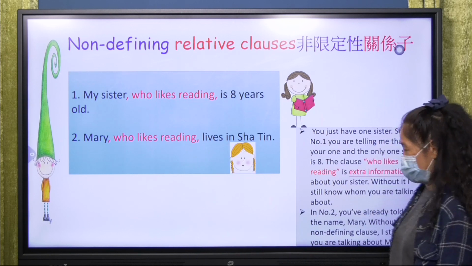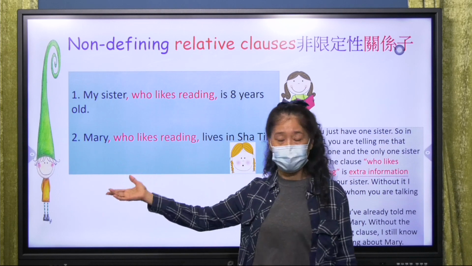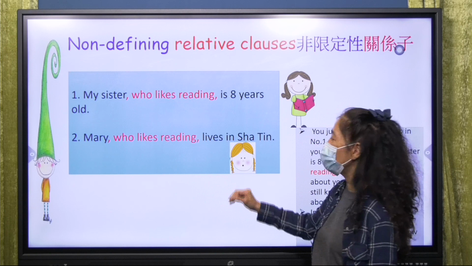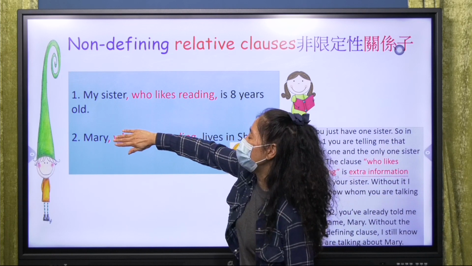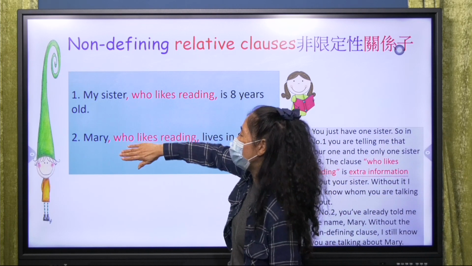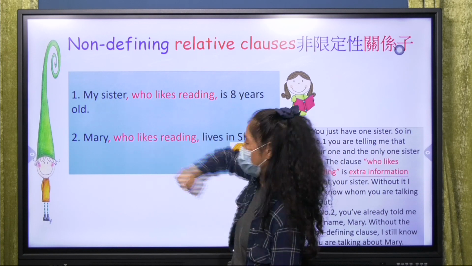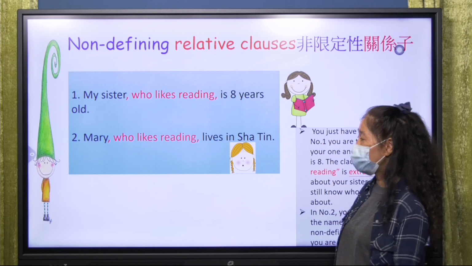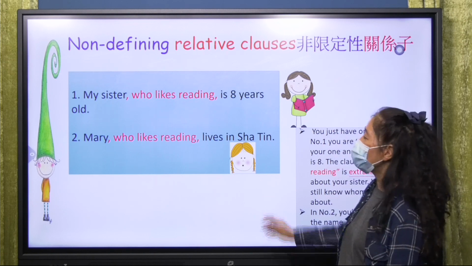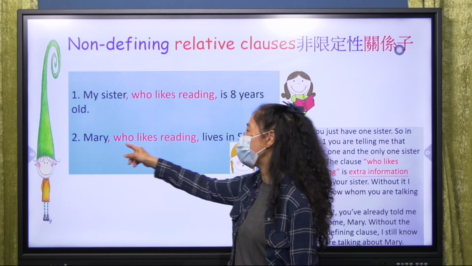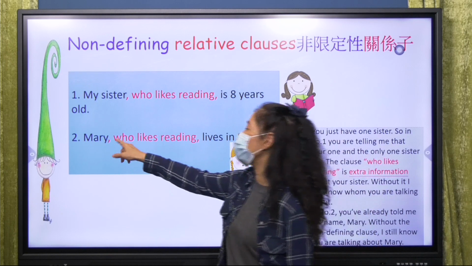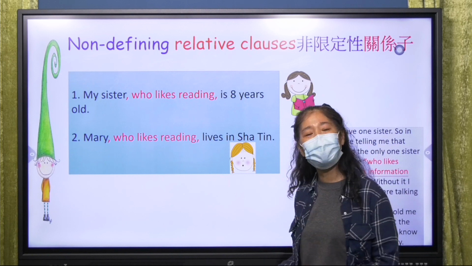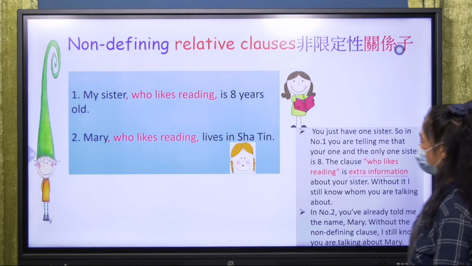Okay? And in number two, Mary, again, lives in Shatin. Now, Mary, you've already told me her name. I know who Mary is, okay? Because you've given the name to me already. So it is not necessary, it is not a must, for you to give me this non-defining relative clause. But you'd like to tell me one more thing about Mary. That is, she likes reading. So in this case, you use a non-defining relative clause by using commas, who likes reading, to give extra information about her. Okay?